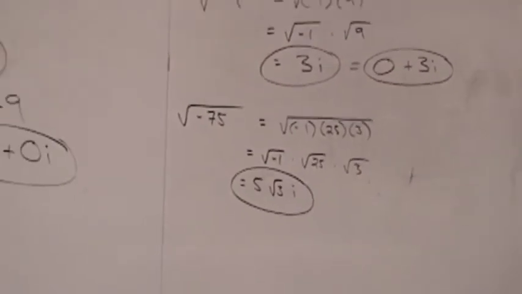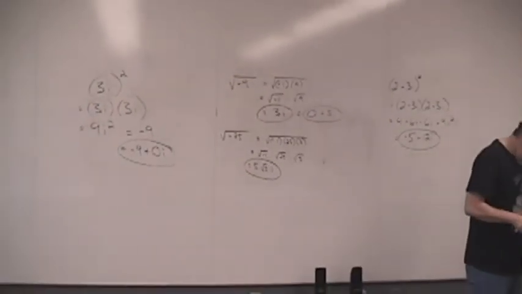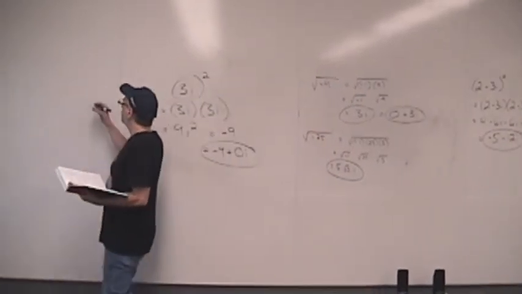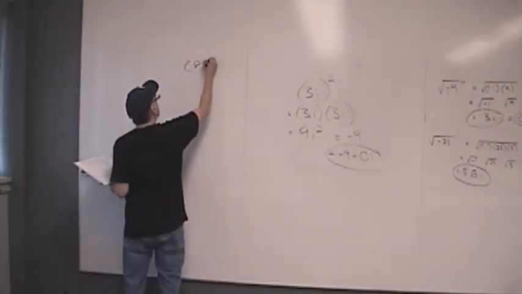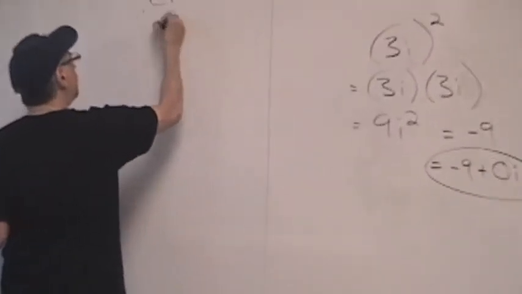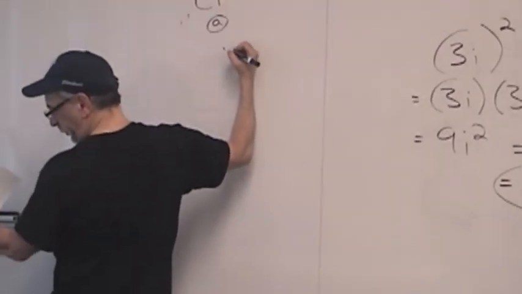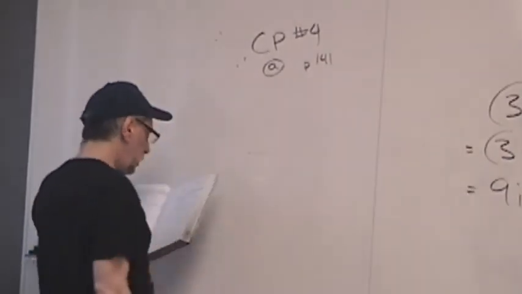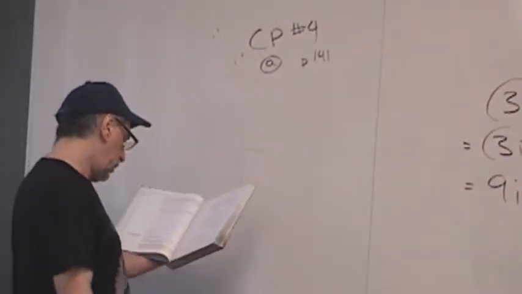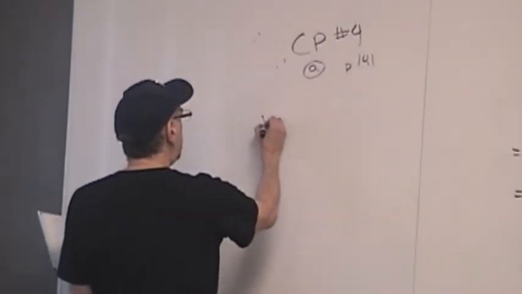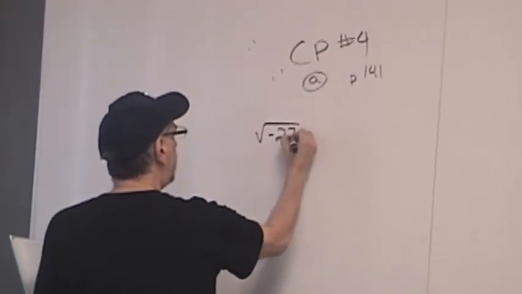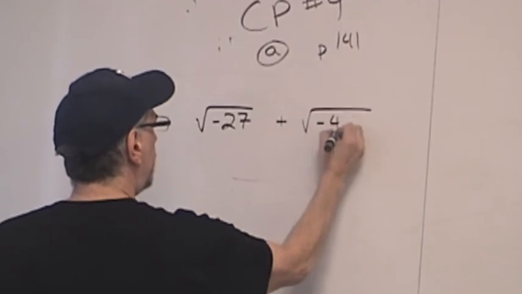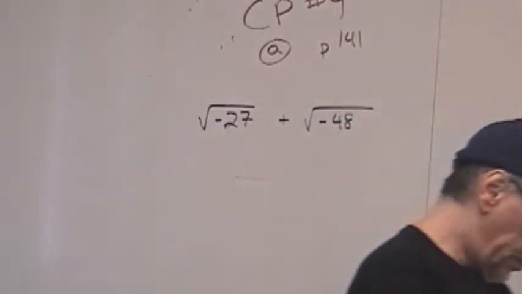So you'll see these. Let's do one more here. Let's do part A of checkpoint 4 on page 141. It's an example of where this shows up. You're asked to add the square root of -27 plus the square root of -48.